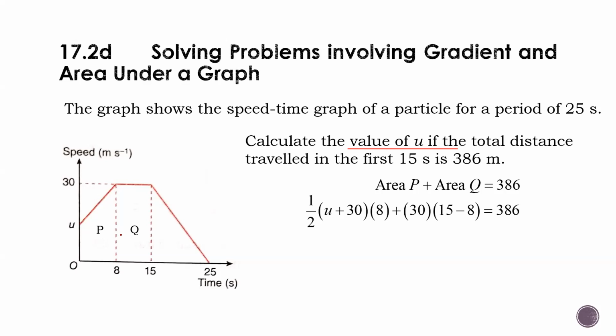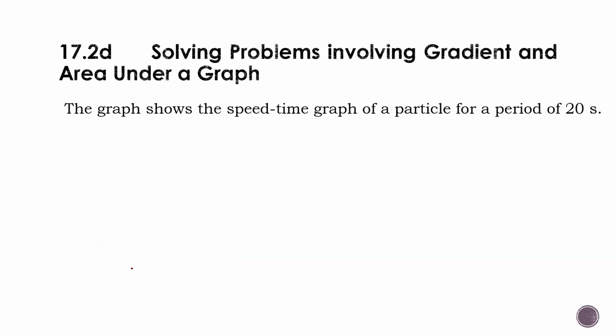So area P is 1 over 2, u plus 30. Trapezium method, trapezium, u plus 30, and then the height is 8. And then Q is a rectangle. Then you have 4u plus 120 plus 210 equals 386. Then I have 4u equals 56, u equals 14. So next, we see another example.